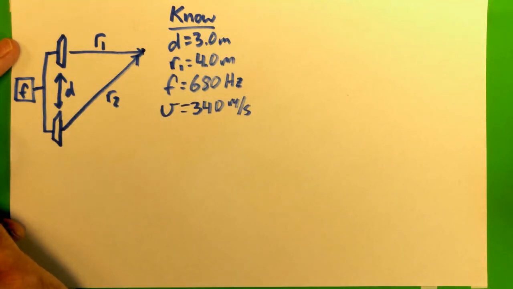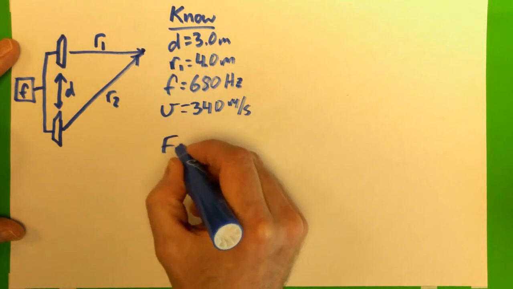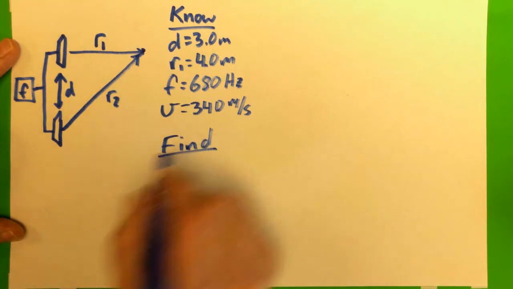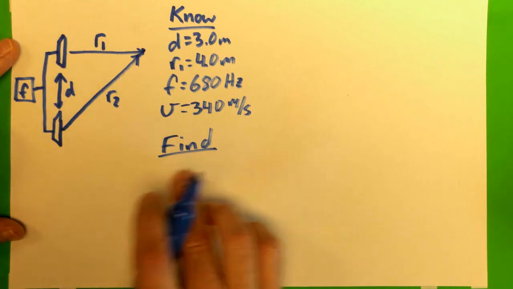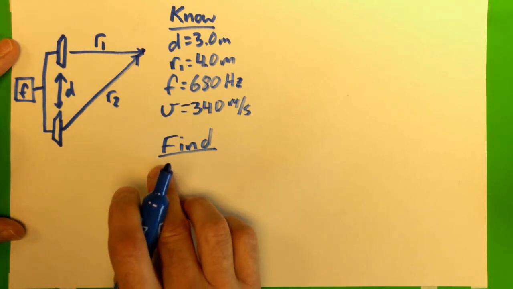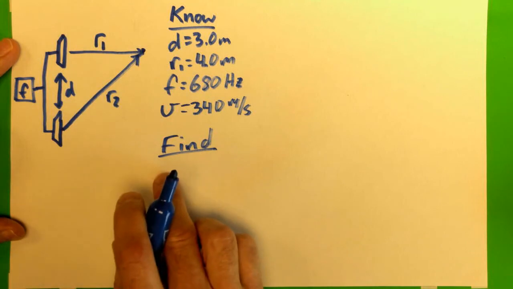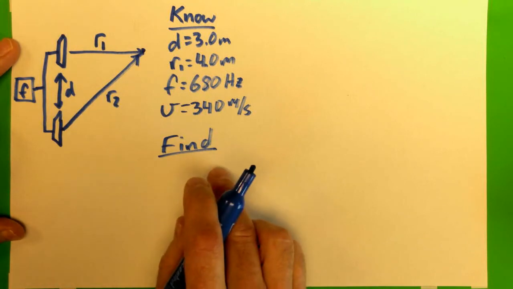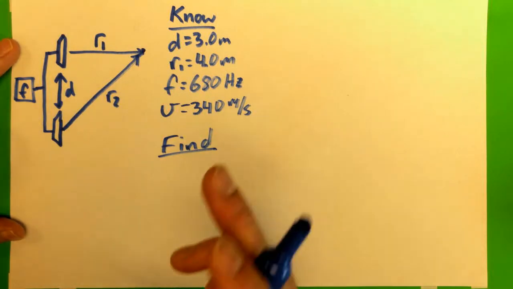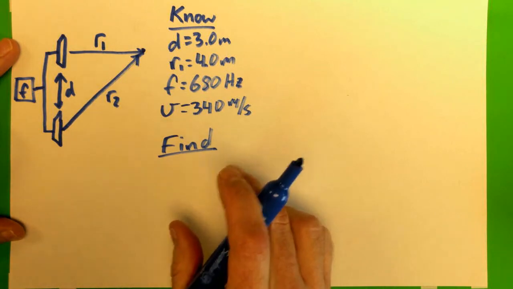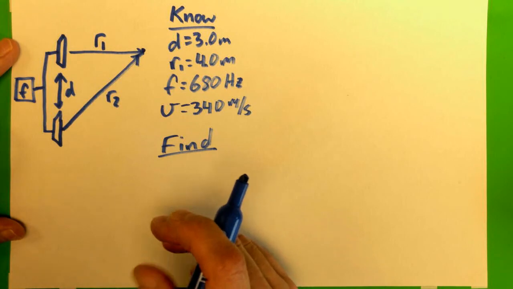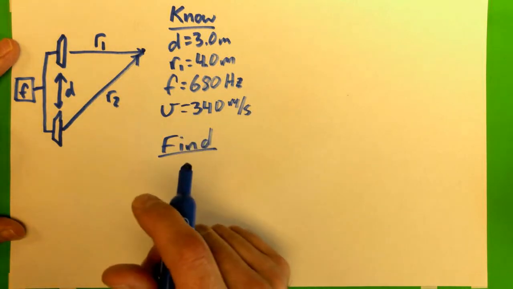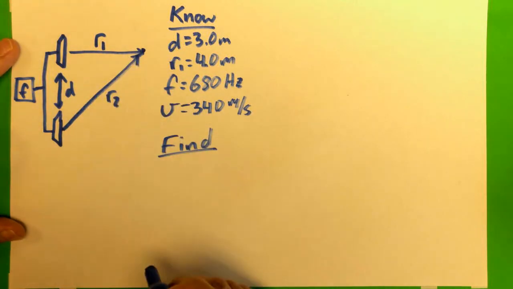What am I trying to find? So I'll put find. Well, generally I like to write a variable here. I could just write out a sentence saying is the position at R1, is that constructive, destructive, or somewhere in between. But I should be able to translate those words into a variable. Like, what variable am I going to look for that will help me know what condition is happening there?